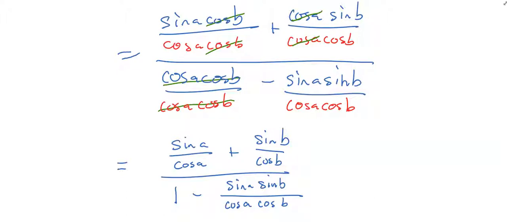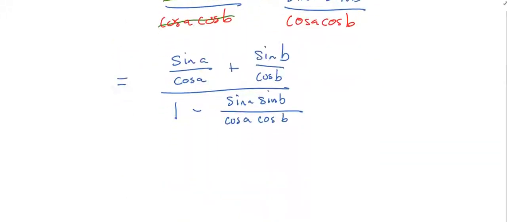What did we start with? Max, what did we start with? Tan. Don't forget, we started with tan. So now what could I do? Whoa, that's sine A over cos A. What is that? Tan A. So let's do it.